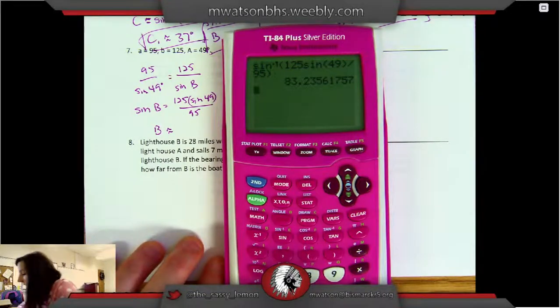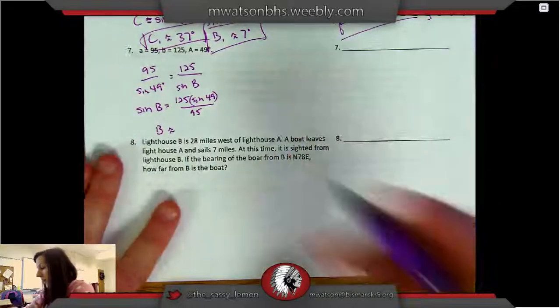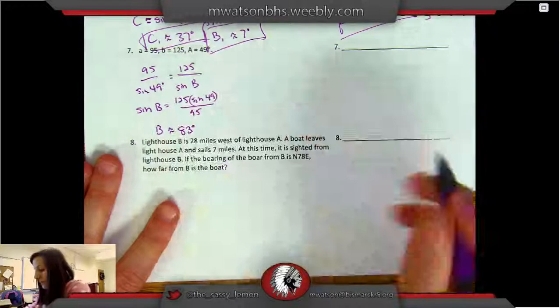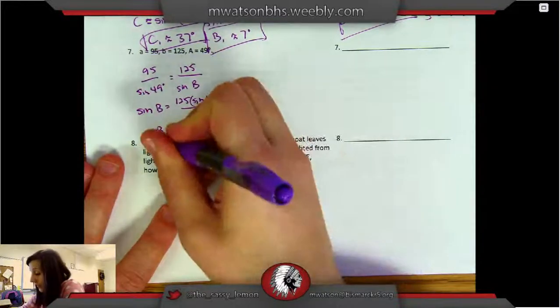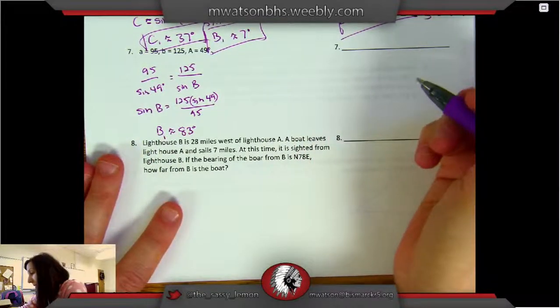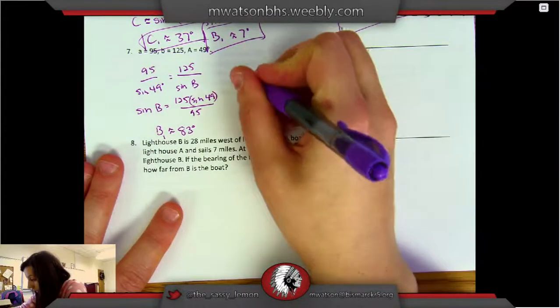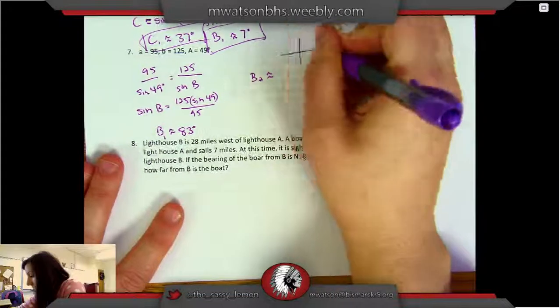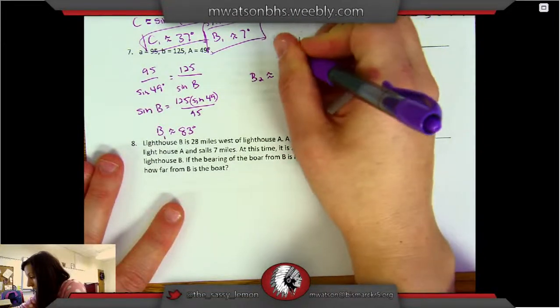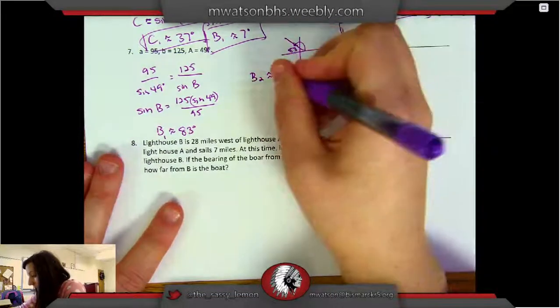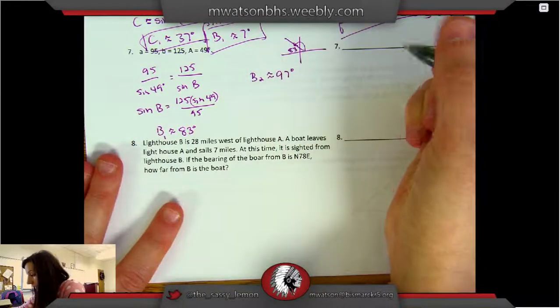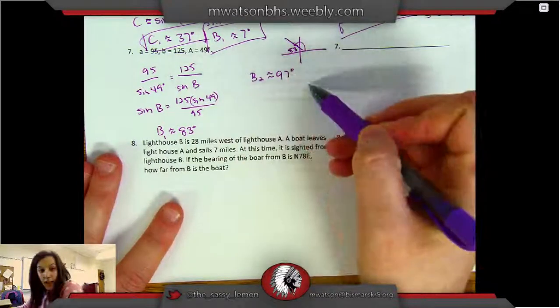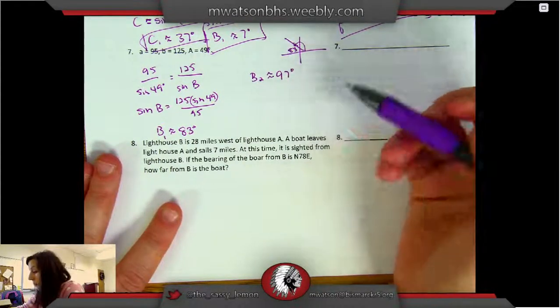Okay, and I get 83 degrees. This is an angle, so I rounded to the whole number. And this is B sub 1. So I have to hunt for B sub 2 as well. So I'm going to do, in the second quadrant, 180 minus 83, that's 97 degrees. And these two can be in a triangle together. So I know I'm going to have two triangles.